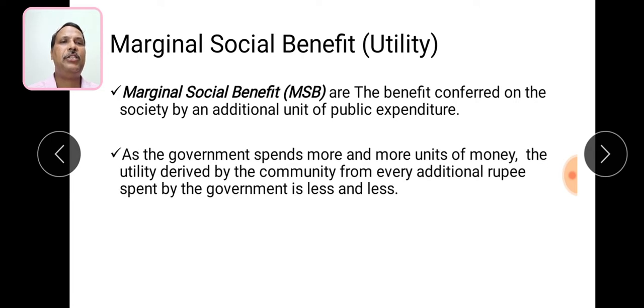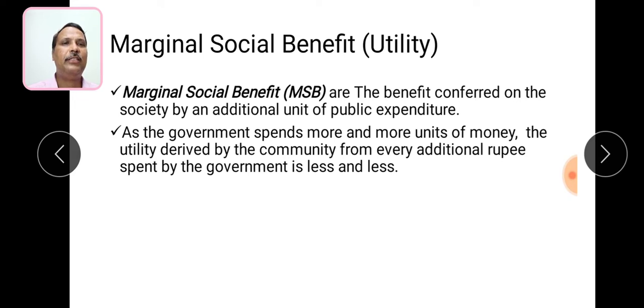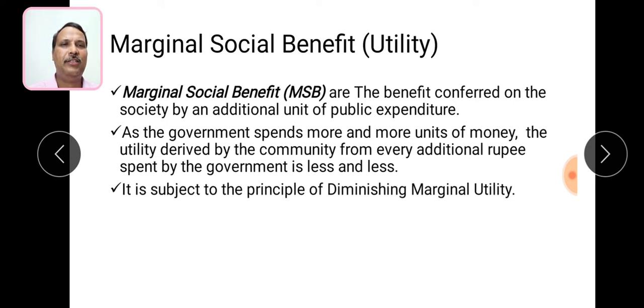When a person pays more and more tax, the marginal disutility imposed upon him is higher and higher. Marginal social benefit, MSB, or utility. Marginal social benefit is the benefit conferred on the society by an additional unit of public expenditure. As the government spends more and more units of money, the utility derived by the community from every additional rupee spent by the government is less and less, because it is subject to the principle of diminishing marginal utility.